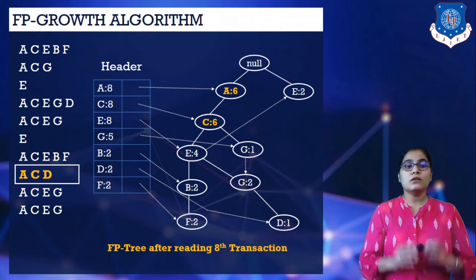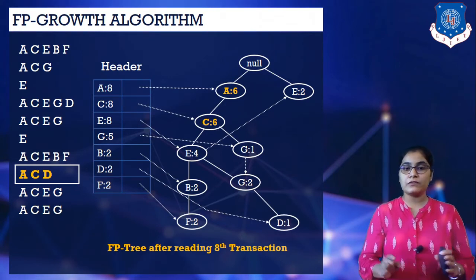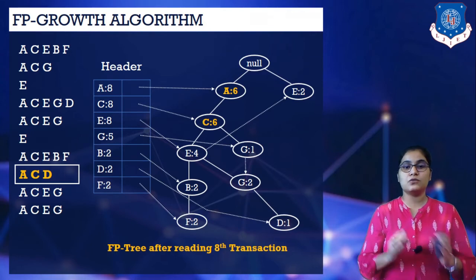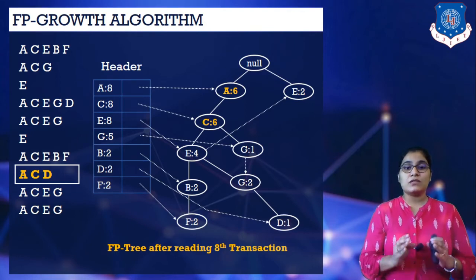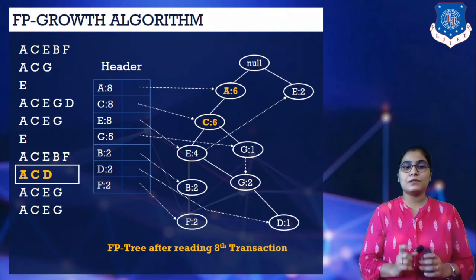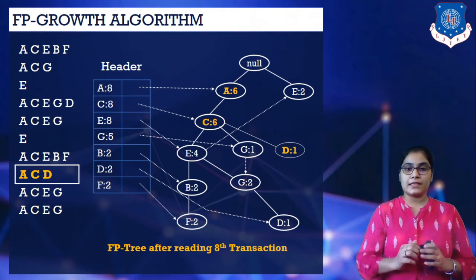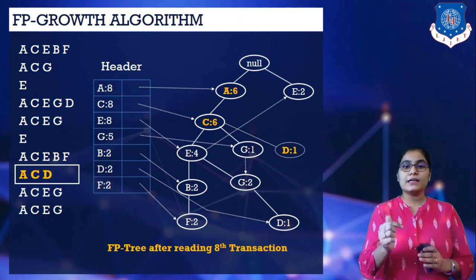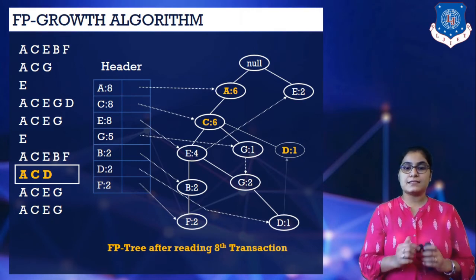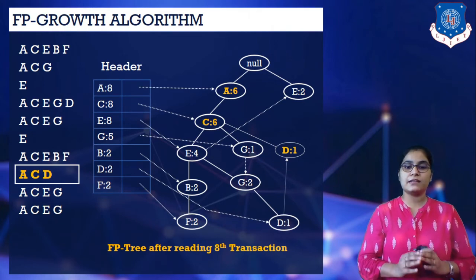Now check for directly connected node D to C. We do not have a direct connection between node C and node D, and that is why we need to create a new node that is directly linked with C and label it with D and initialize it with count 1. Now we already have a node D in our tree, and that's why we have to link newly connected node D with the existing D. So this is how our tree looks like after the 8th transaction.